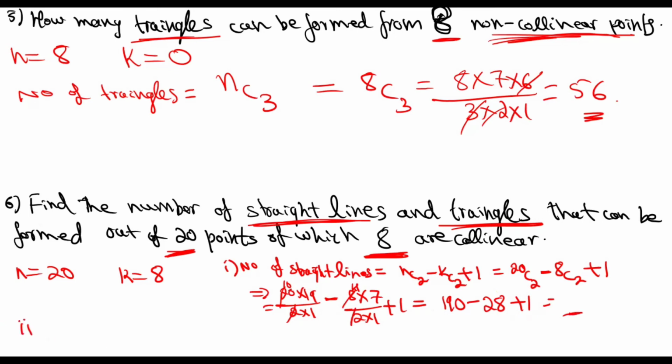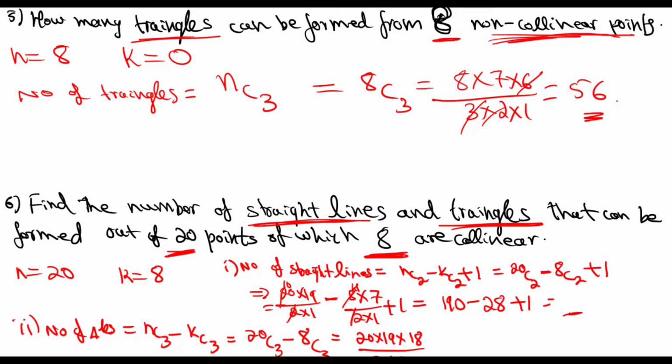What's the second question? Second question is number of triangles. It's equal to, what's the formula? Number of triangles is nC3 minus kC3. It's equal to 20C3 minus 8C3. Calculate the 20C3 value: 20 into 19 into 18 divided by 3 into 2 into 1, minus 8C3. To calculate the 8C3 value, use the formula. You can get 8 into 7 into 6 divided by 3 into 2 into 1.